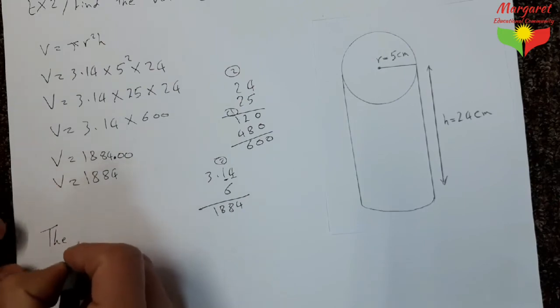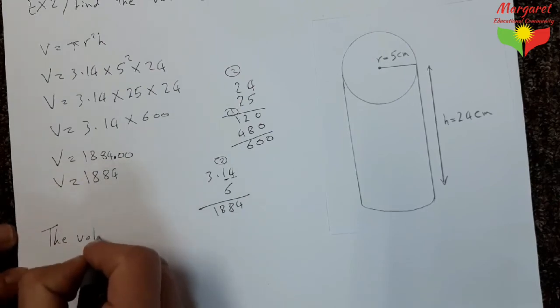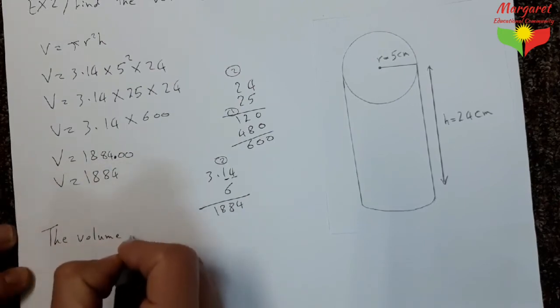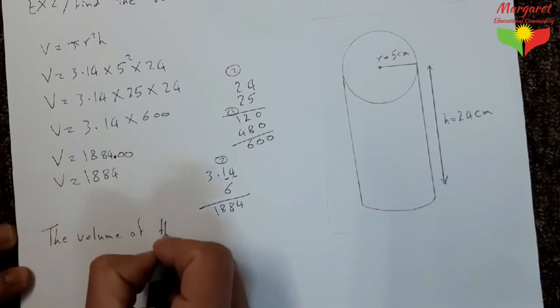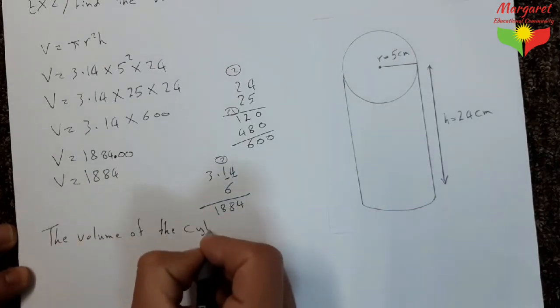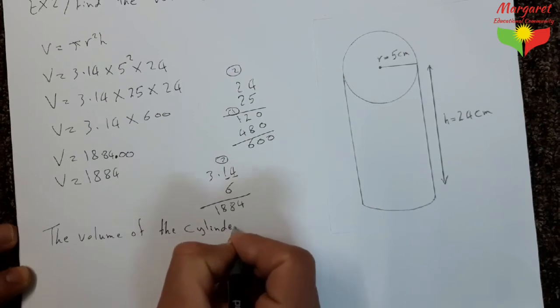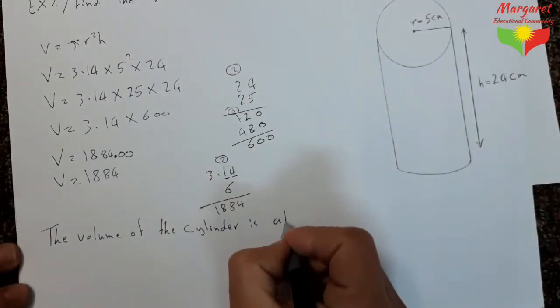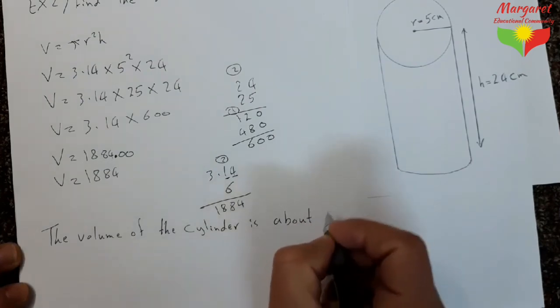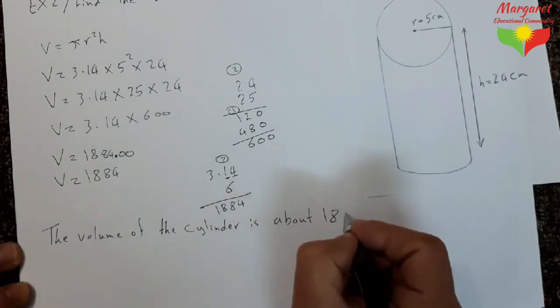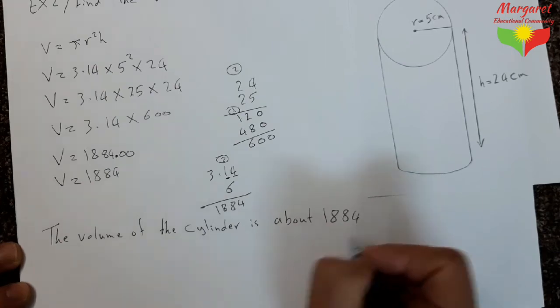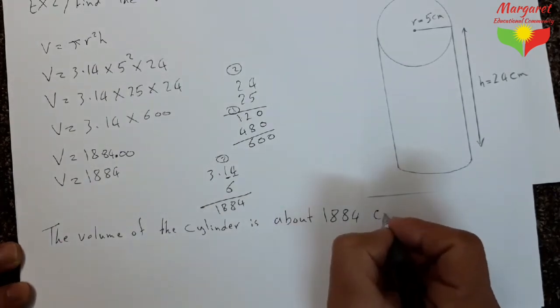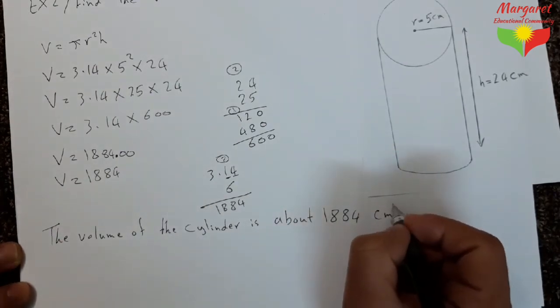So the volume of the cylinder is about 1884 centimeter cubic.